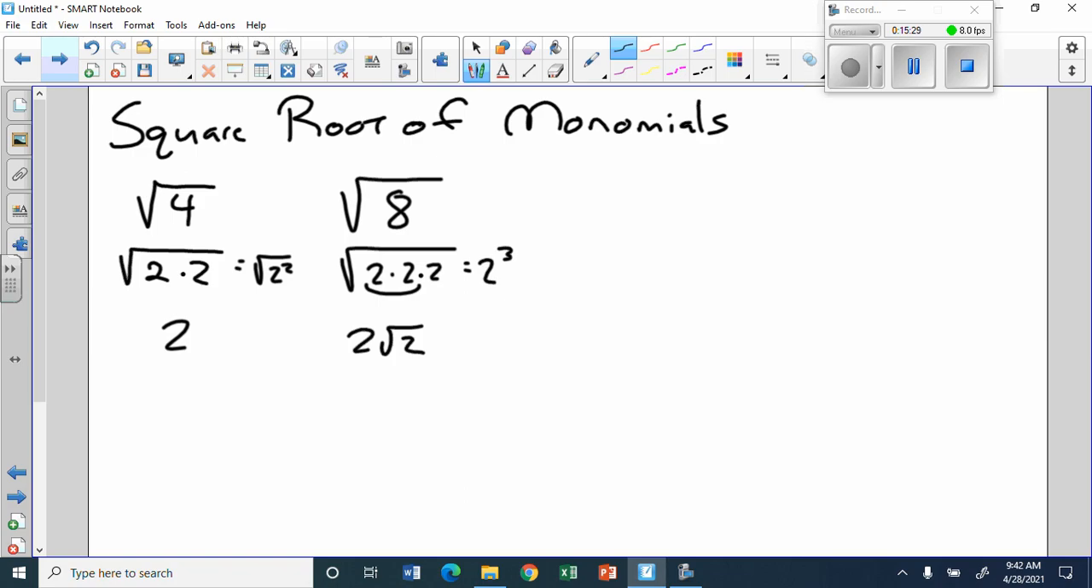What rule can you tell me about exponents and square root? It's going to be a perfect square if what? If it's an even exponent. If the exponents are even. That's exactly it. So let's make a ridiculous one. Let's take 16, a to the 4th, b to the 6th.